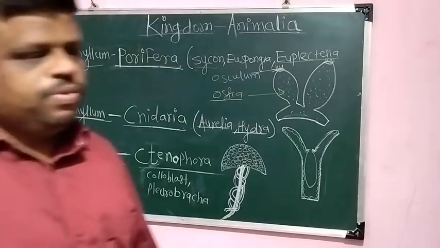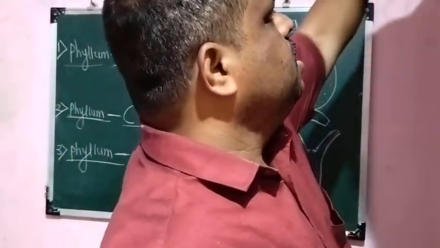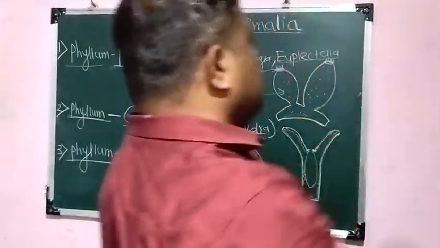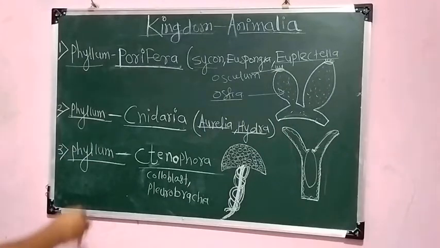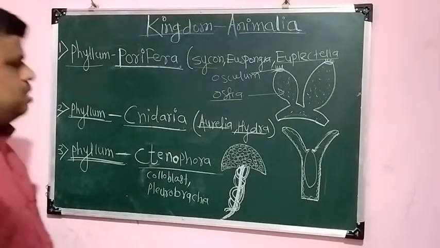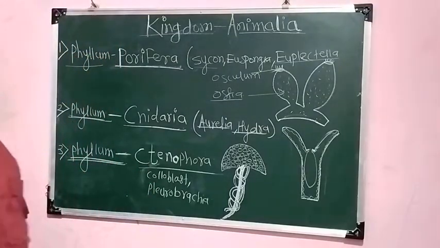Let us move towards the next and the third phylum, that is the phylum Ctenophora. So this phylum is commonly known as comb jelly or the sea walnuts.